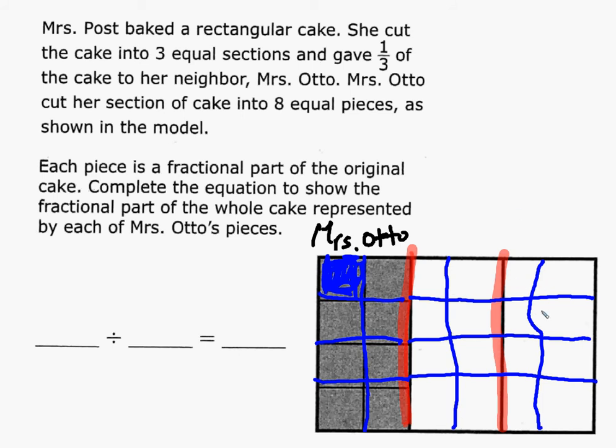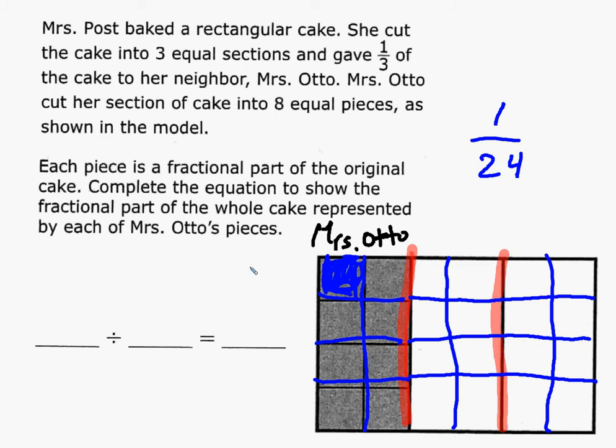No, it's not very straight. Let me do that again. Okay, so now all these pieces are the same size. Now if I were going to count how many pieces there are, 1, 2, 3, 4 on one side, 1, 2, 3, 4, 5, 6 on the other side, there are 24 pieces. So this little piece is 1/24 of the entire cake.